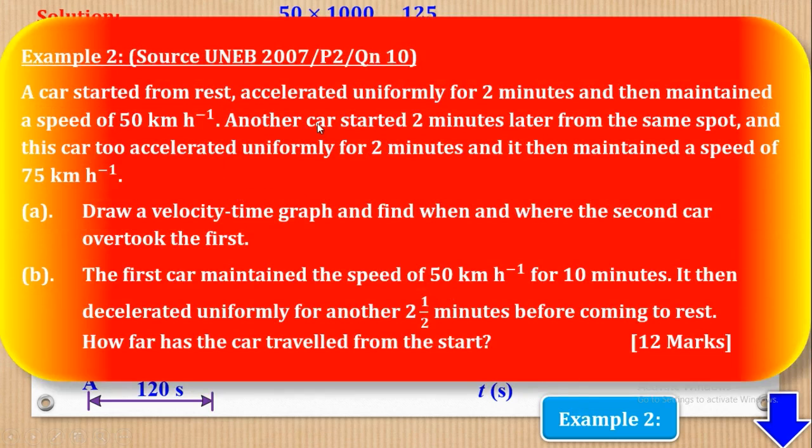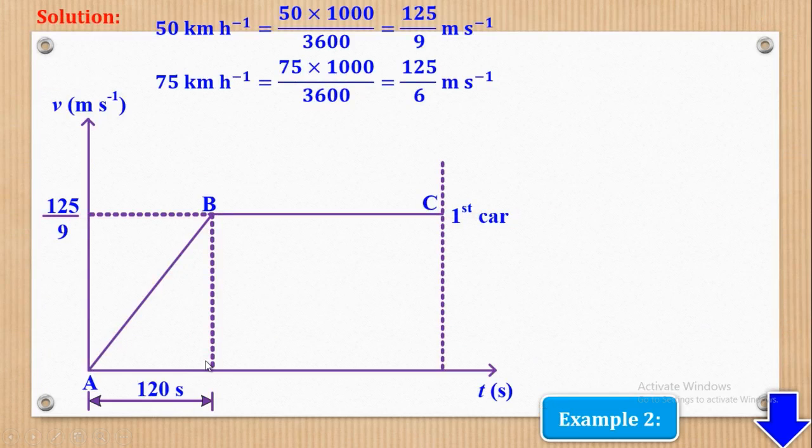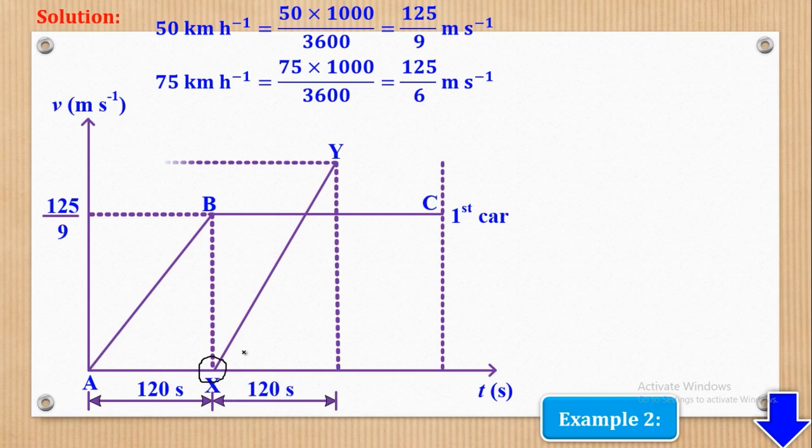For the second car, it says that another car started 2 minutes later from the same spot, and this car too accelerated uniformly for 2 minutes. So it started 2 minutes later. So remember, these are the 2 minutes, so it is going to start from this point. So the car is going to start from that point. So let's draw the graph. So that will be the graph for the second car.